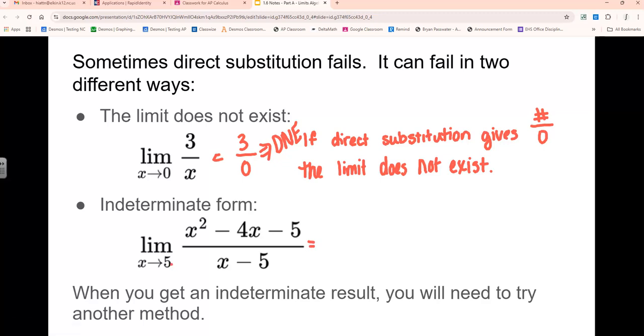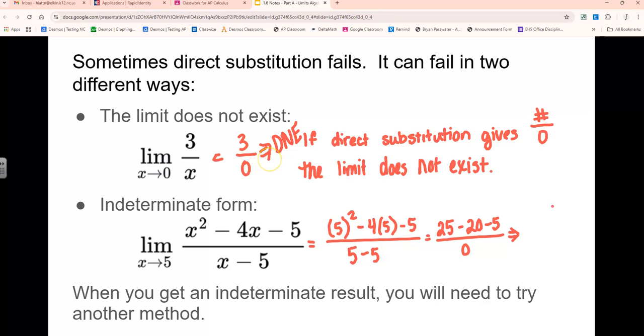If I try to plug in 5 right here, because direct substitution should be what we try first every time, I will get 5 squared minus 4 times 5 minus 5 over 5 minus 5. And that is going to give me 25 minus 20 minus 5 over 0. And then, again, I'm not going to use an equal sign here. I'm going to use the arrow for this as well, because technically, right here I'm getting 0 over 0.